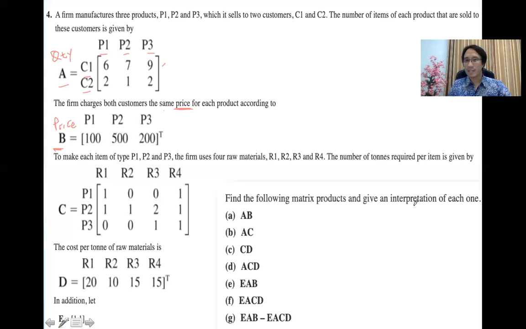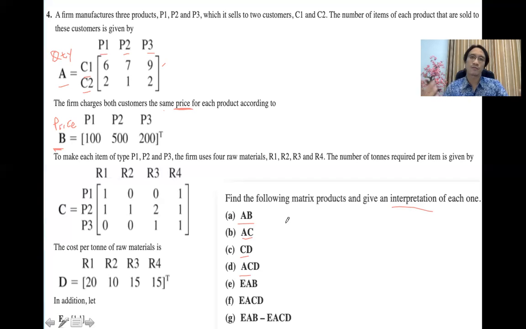So find the following matrix products and give an interpretation of each one: A times B, A multiplied with C, C with D, A times C times D, etc. And then interpret each one. Maybe in your assignment, I will not ask you to interpret, but I will give you an example to calculate the total revenue.